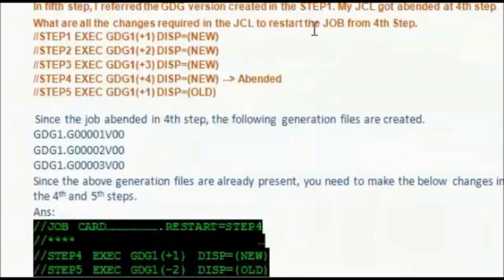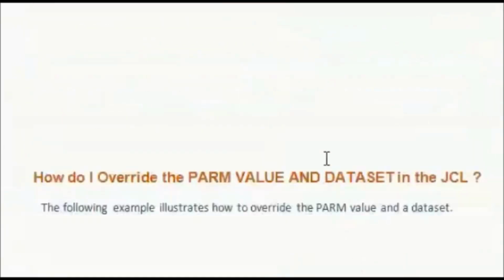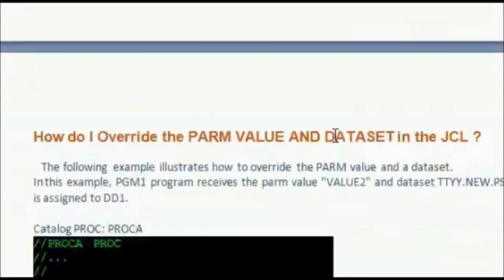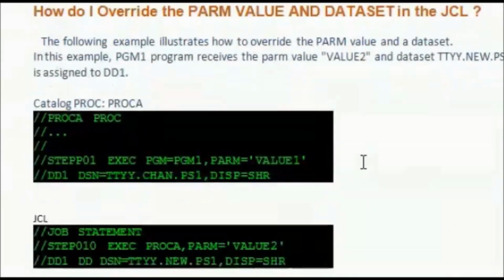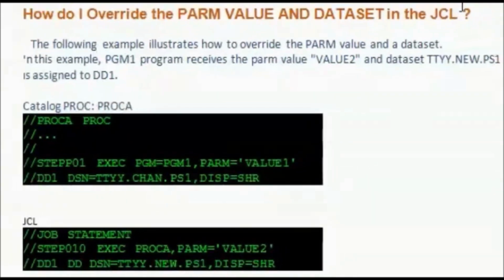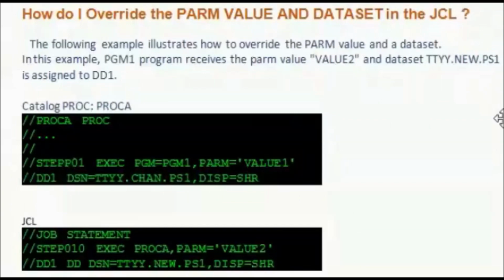Next question: how do I override PARM value and dataset in JCL? So I have given an example that illustrates how to override the PARM value and dataset in JCL. In this example, the PGM1 program receives the PARM value 2, and the dataset ttyy.new.ps1 is assigned to dd1.